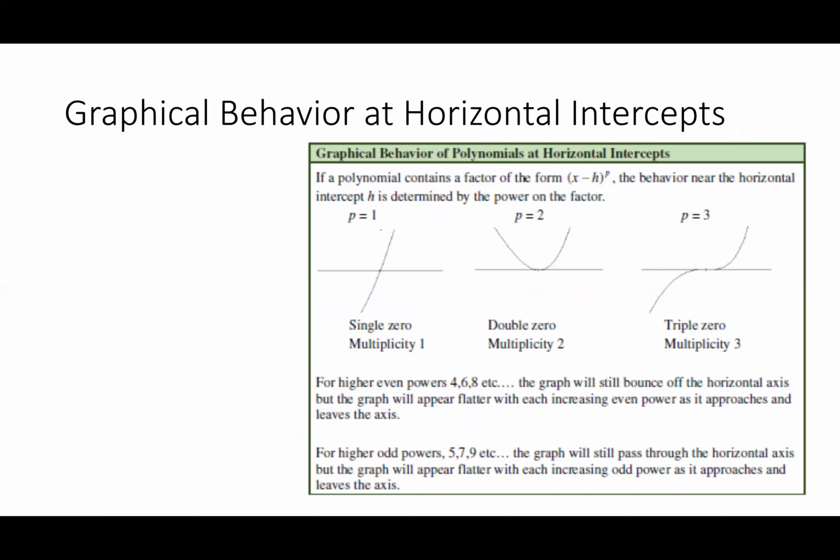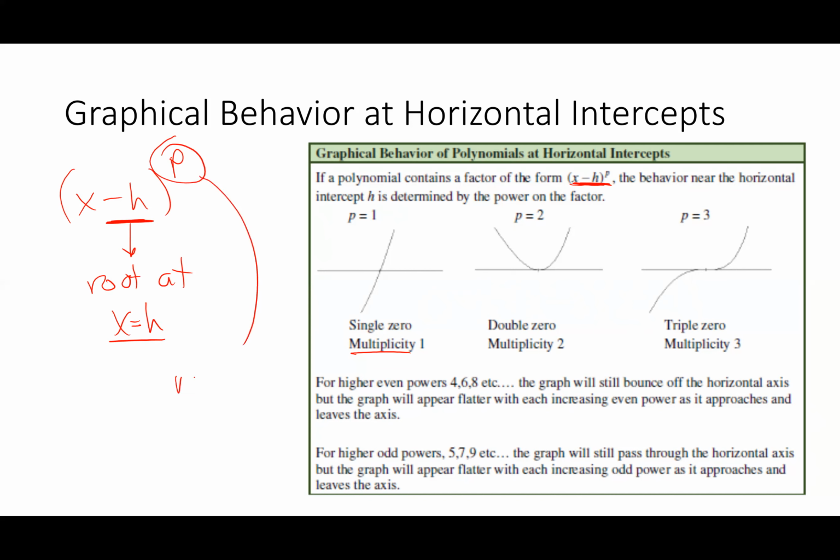So when we have a polynomial of single multiplicity, what that means is you could think of it like this is my x minus h to the p power. h is going to be my root. P is called my multiplicity. And the way that we can think about this is the number of times that a root occurs.